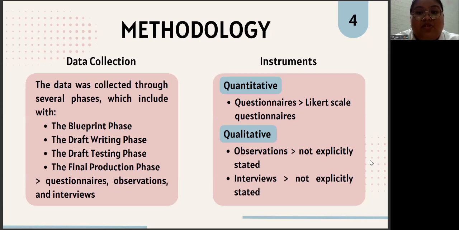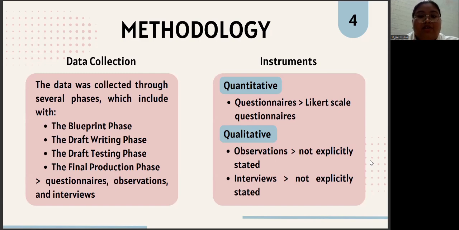In this phase, the researchers wrote the new material based on the findings of the observations in the blueprint phase and with expert review and feedback. Third, the draft testing phase. In this phase, the researchers tested the new material with students and collected their feedback and criticism through questionnaires, observations, and interviews. The last is the final production phase. In this phase, the researchers revised the new material based on the students' feedback and criticism to get a ready-to-use tailor-made English teaching material for the students of the Hinduism Education Department.